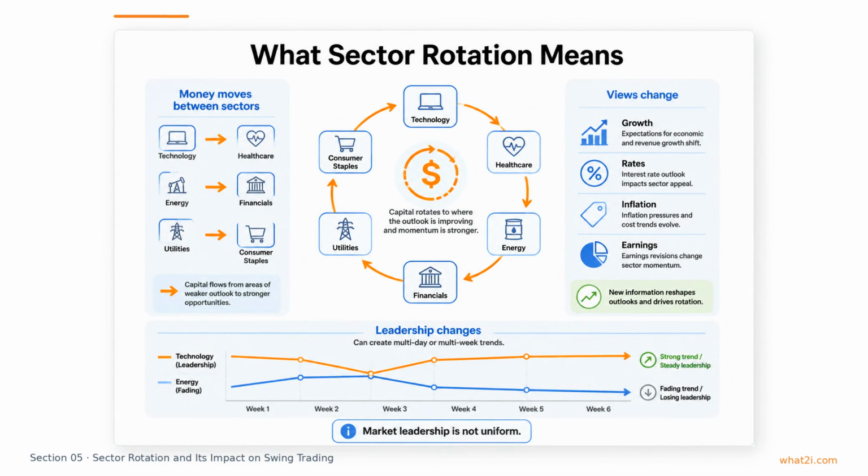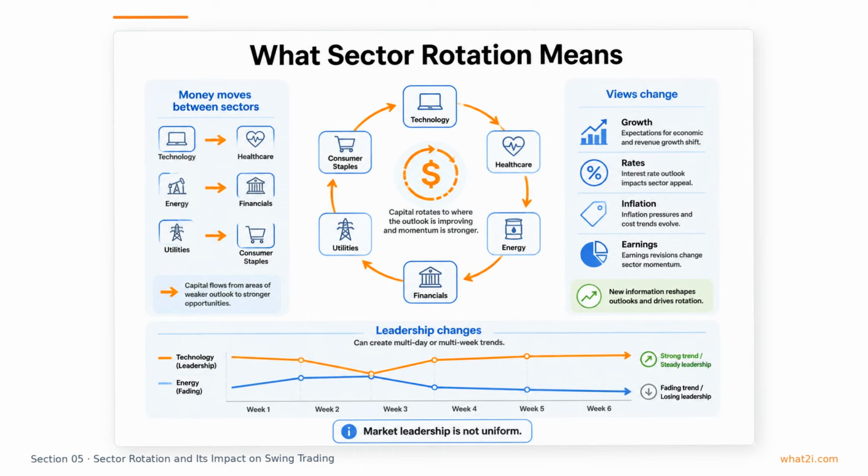Sector rotation is the movement of capital from one part of the market to another as expectations change. Investors may shift money toward technology, energy, healthcare, financials, or defensive groups depending on growth, rates, inflation, and earnings trends. For swing traders, this matters because leadership is rarely spread evenly across the whole market. One sector can be attracting steady buying for weeks, while another stalls or fades. That flow of money helps explain why similar chart setups can behave very differently in different industries.